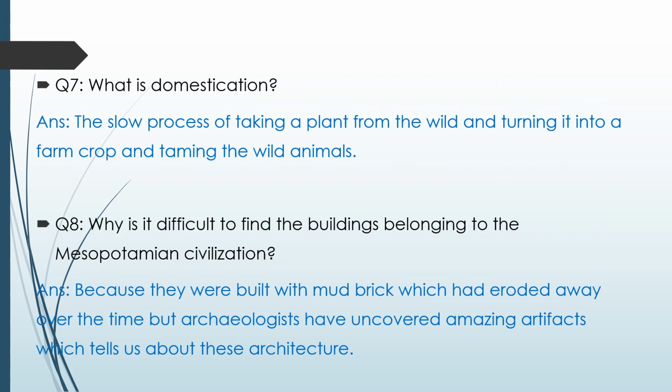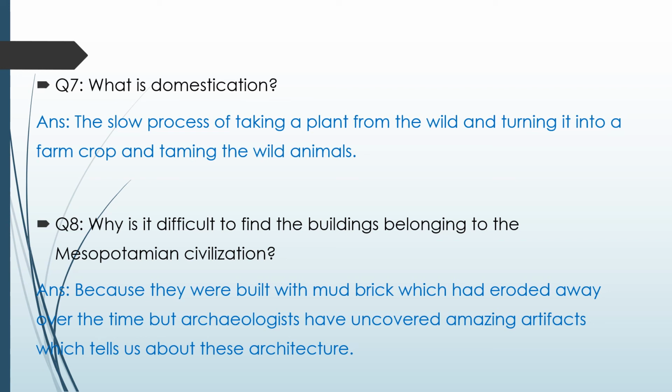What is domestication? The slow process of taking a plant from the wild and turning it into a farm crop and taming the wild animals. We studied the meaning of domestication in words and meanings as well. It is the same, the process in which we tame the wild animals and wild crops, it is called domestication.